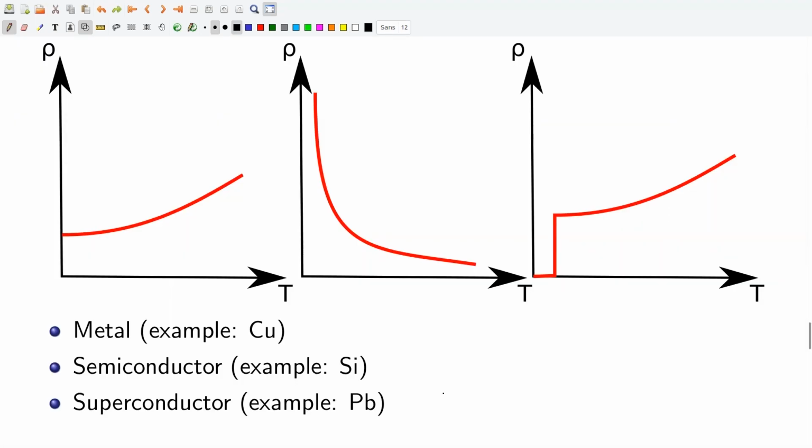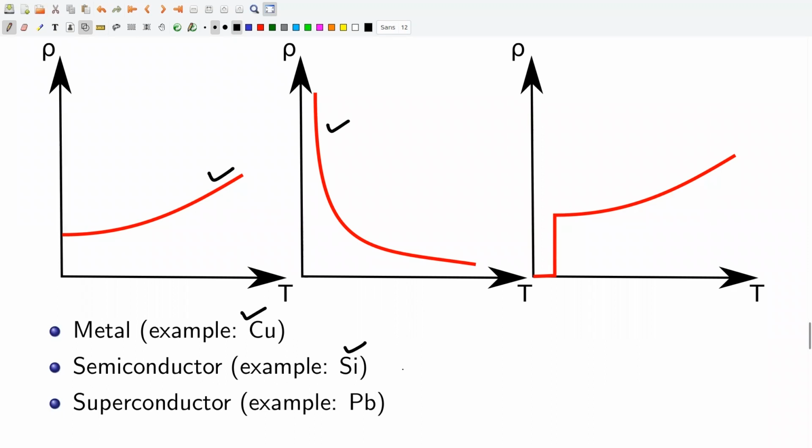Not only does the order of magnitude of electrical conductivity in a metal and semiconductor differ, but also the way its resistivity changes as a function of temperature differs completely. For example, if you take copper and increase its temperature, then its resistivity is going to increase. On the other hand, if you take silicon and increase its temperature, then the resistivity decreases as a function of temperature.